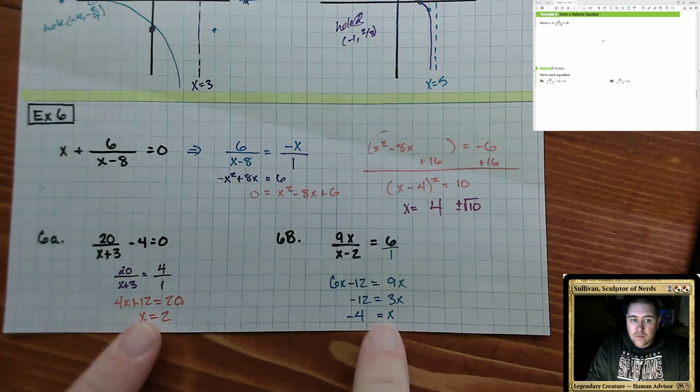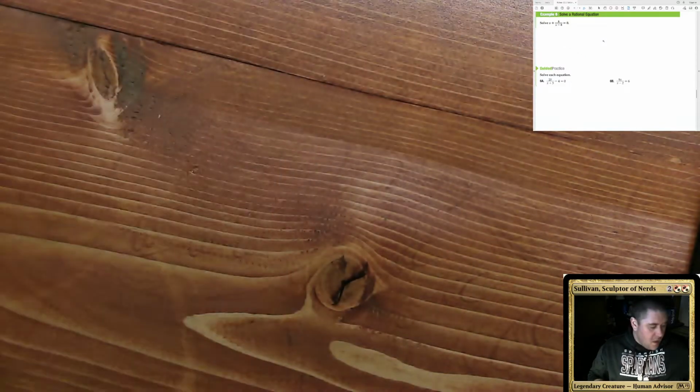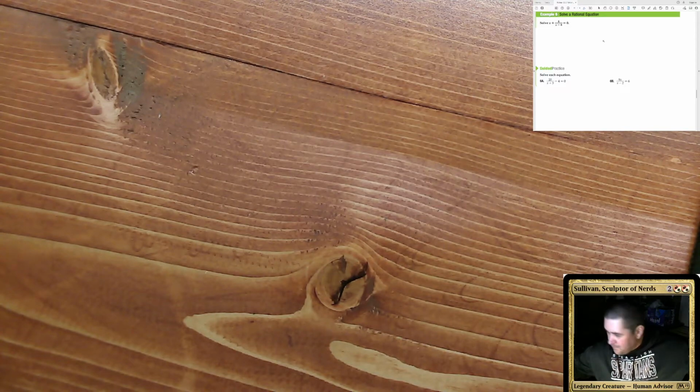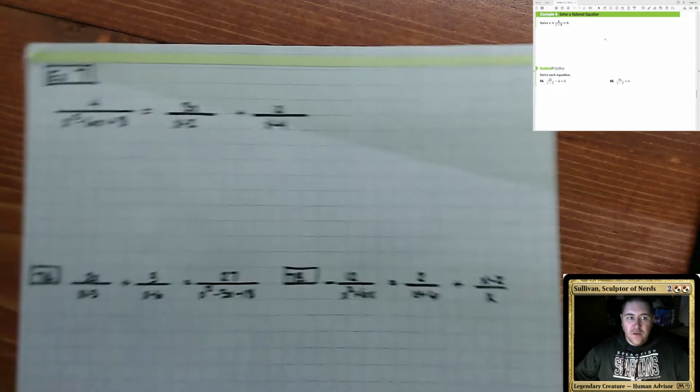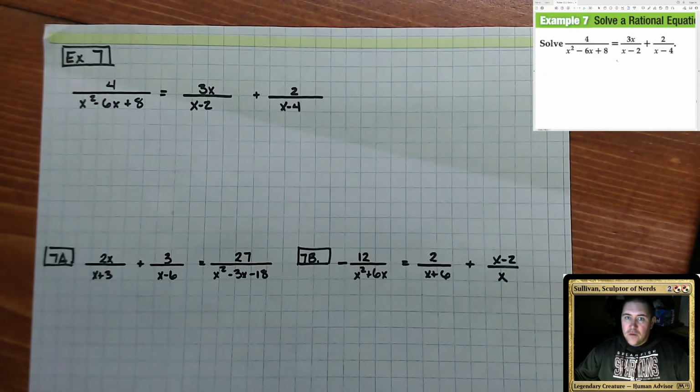Both of those work, okay? It's just, you have to check them. So, let's go on to example 7, where we get a little more meat and potatoes.